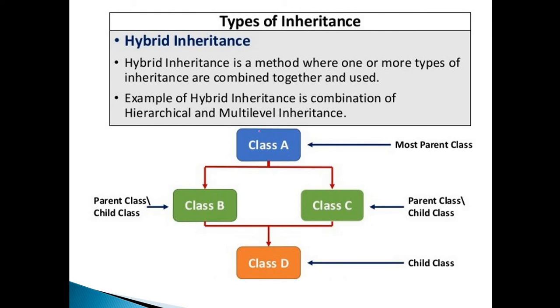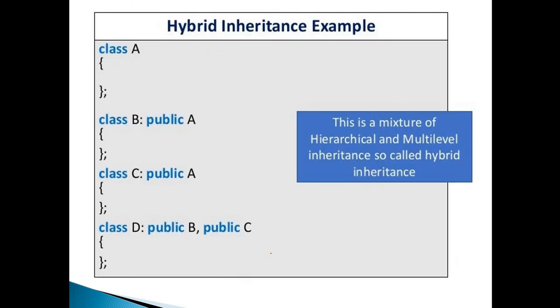Right? So this is the parent class. This is the child class, this is also a child class, and this will also become a parent class. And this is the child class which will access data from both the classes. Now you can see here the syntax. As I said, it is a combination of multi-level inheritance as well as hierarchical inheritance.